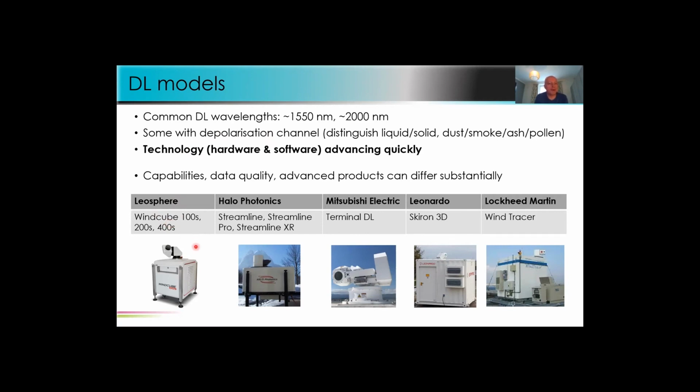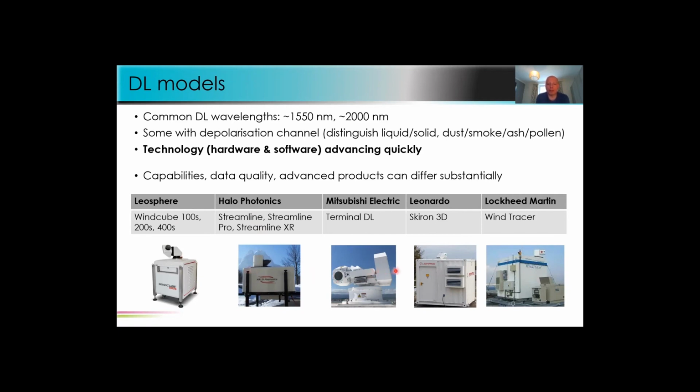And here I'm referring to instruments that can scan all the way to the top of the boundary layer. And then Halo Photonics also do this where they have a Streamline range. There's a Streamline, the Pro and the XR, which are also similar to this in that they have slightly different capabilities. And again, nearly all of these are full hemispheric scanning. So they can scan anywhere in the hemisphere, so you can choose your own scan pattern.